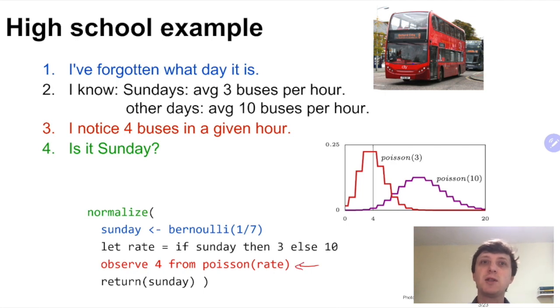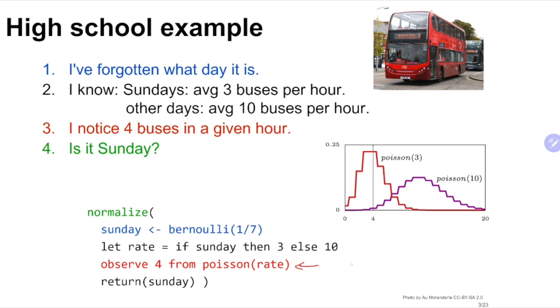So rather than just say that the number of buses n is drawn from a Poisson with a particular rate, I'm actually saying what that n is. I'm saying it's 4. Okay, and then I'm interested in whether it's Sunday, and there's this normalized thing as well, which I'll talk about in a second.